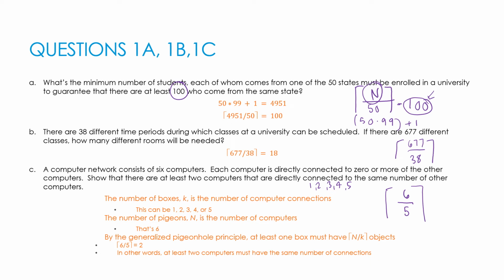If I round up, that's the ceiling function. So basically I've just shown that's what I'm asked to do, that there are at least two computers that are directly connected to the same number of other computers.